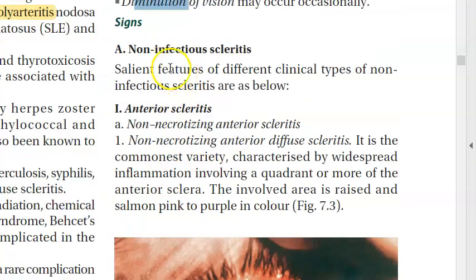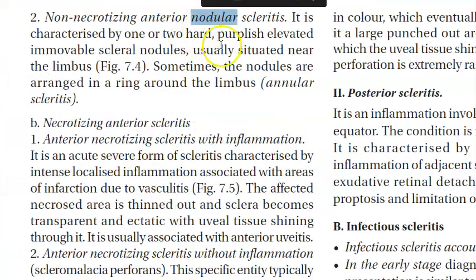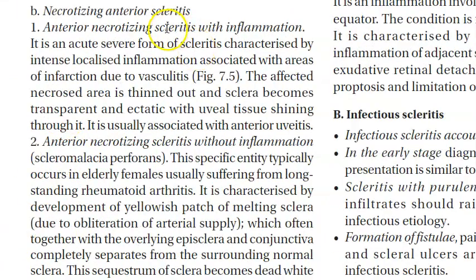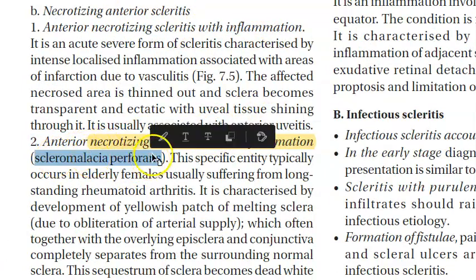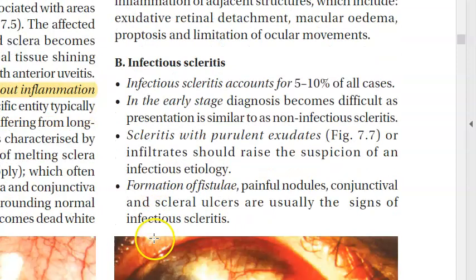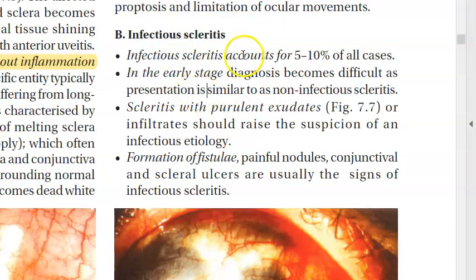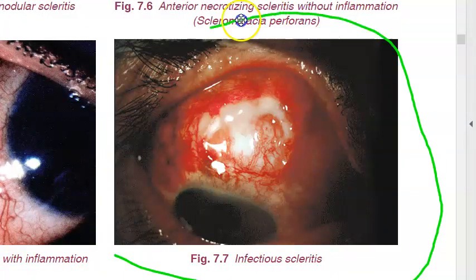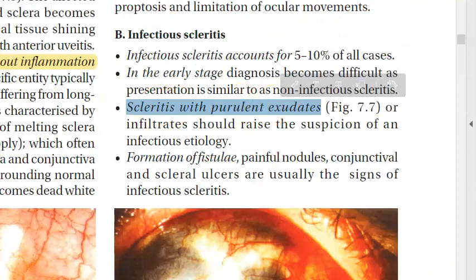Then, signs that you see. What will you see? In the nodular, you will see nodules around the limbus. Annular scleritis it is. Then you have the necrotizing with inflammation, necrotizing without inflammation, which becomes the scleromalacia perforans. Then you have the posterior, where you cannot see much. Then coming to one more variety, they have the infectious variety. This accounts for a few of the cases. Here they have shown the infectious scleritis. You can see scleritis with purulent exudates.